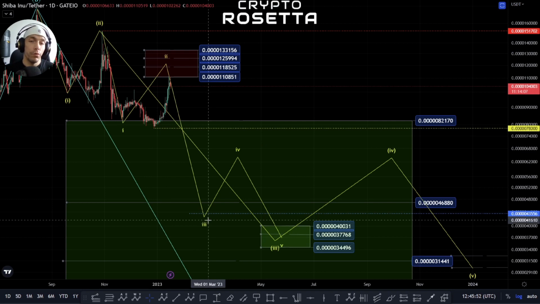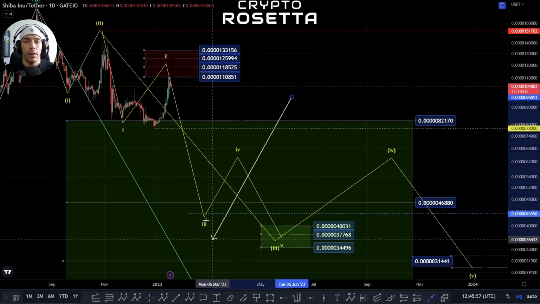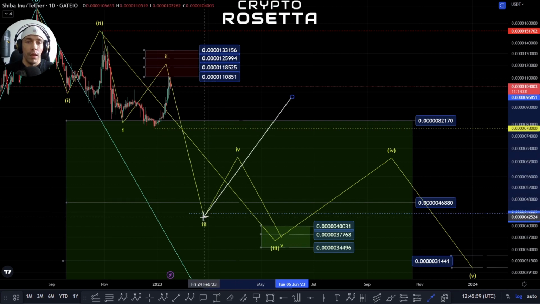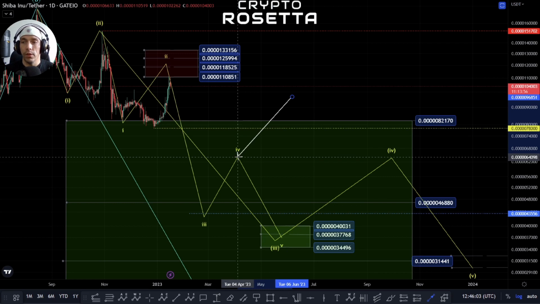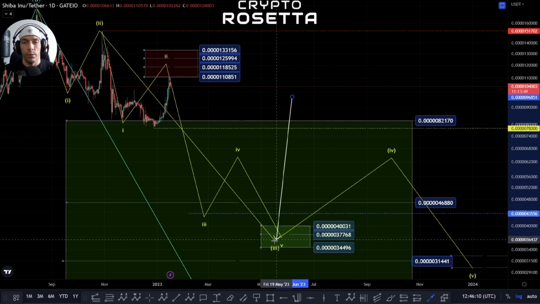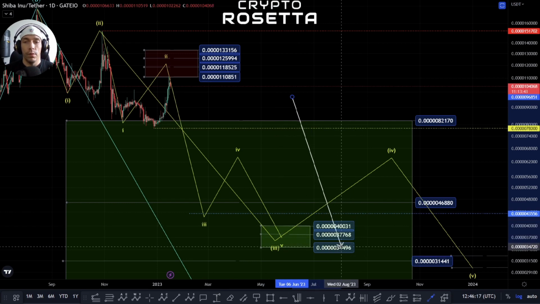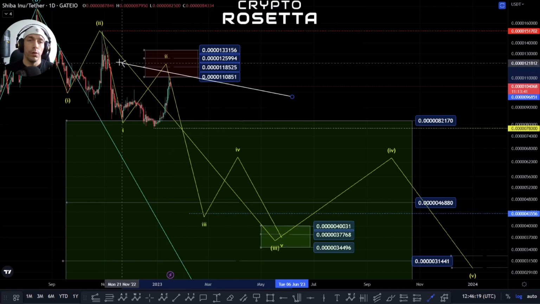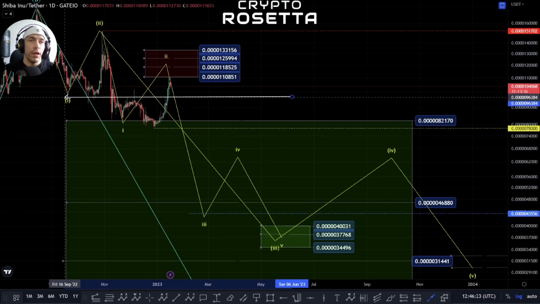If we do manage to drop down to this area here, effectively this would then make us look for this fourth wave. This fourth wave here would look to travel up to roughly this point here of the 64098, and then we'd look to continue to the downside for this fifth wave. So the fifth wave target area within this move would actually be this 40031 to this 34496.